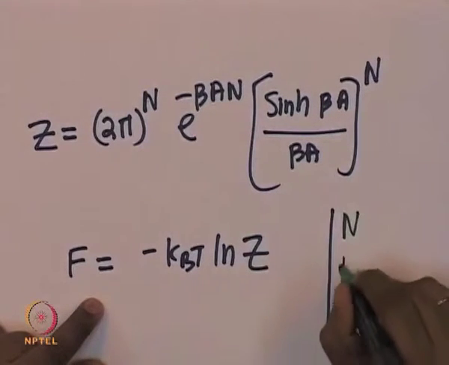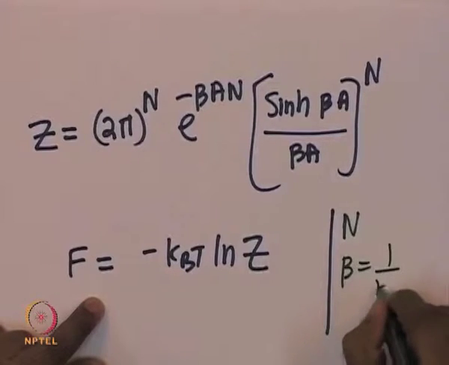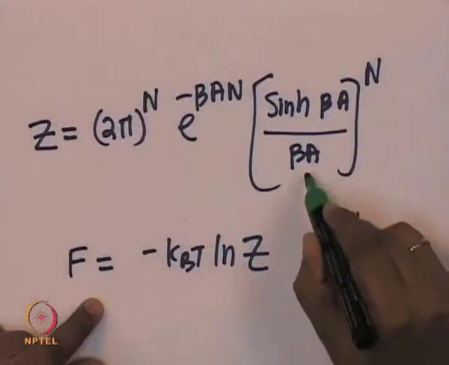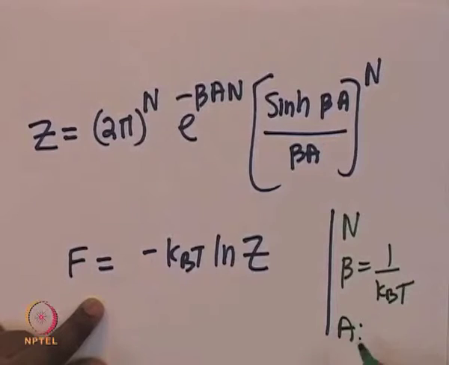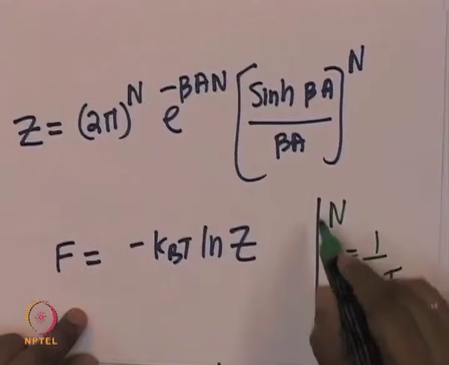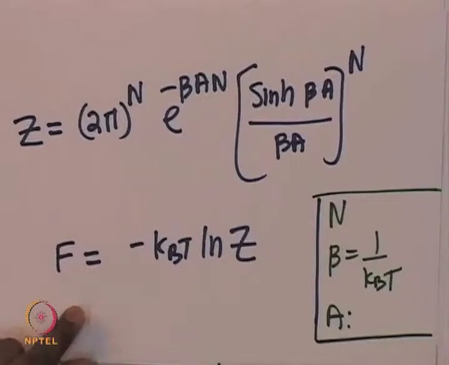It depends on beta, which is 1 over k_B T, which is temperature. It depends on A, which is the bending stiffness. So, there are 3 parameters. The property of the DNA will depend on 3 parameters.